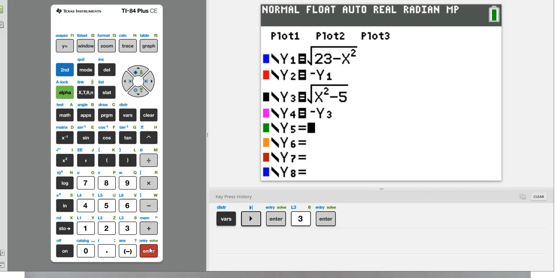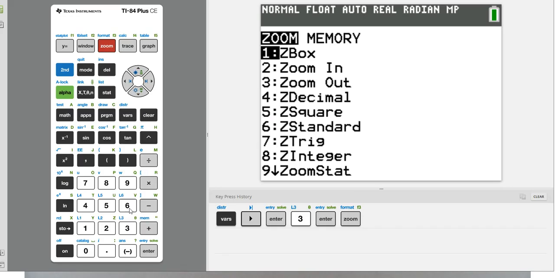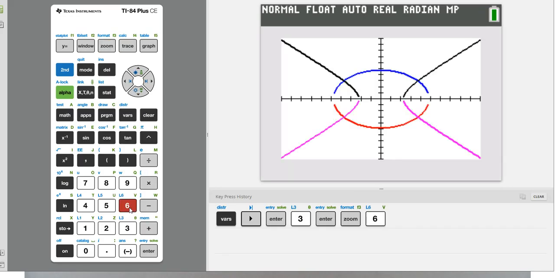Where to graph this? Tough to say because you're not really overly familiar with these graphs. So a good kind of general shotgun approach would be just to hit zoom standard, which is zoom and then a 6. That sets your window to -10 to 10, and then wow. So we've got all these graphs. How many points of intersection does it look like in this one? 1, 2, 3, 4. So it looks like there's 4 points of intersection.